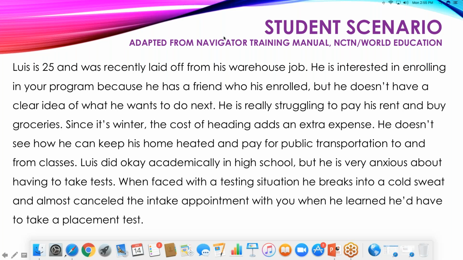Luis is 25 and was recently laid off from his warehouse job. He is interested in enrolling in your program because he has a friend who is enrolled, but he doesn't have a clear idea of what he wants to do next. He is really struggling to pay his rent and buy groceries. Since it's winter, the cost of, oops, I just realized it says heading. Sorry, that's heating, adds an extra expense. He doesn't see how he can keep his home heated and pay for public transportation to and from classes.